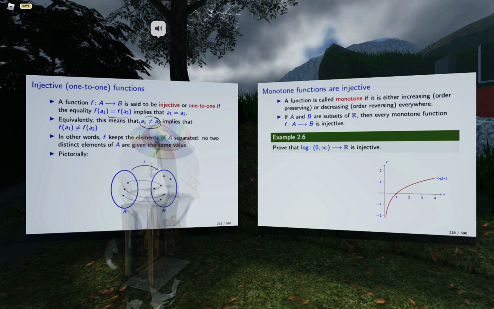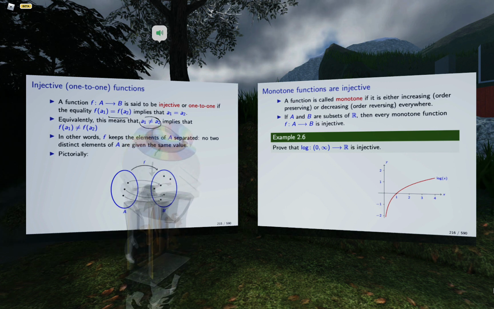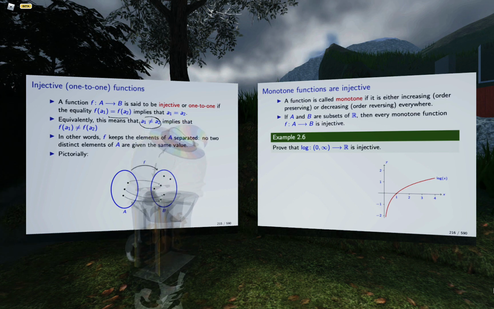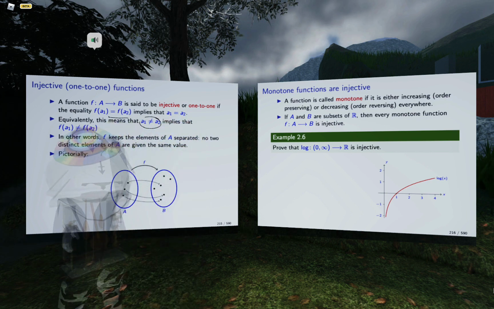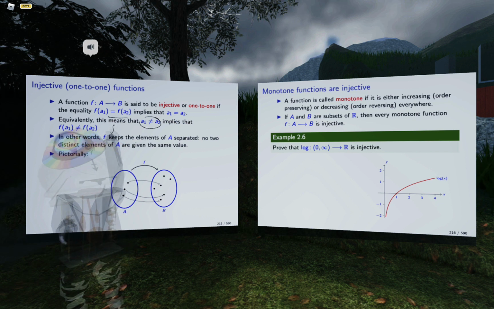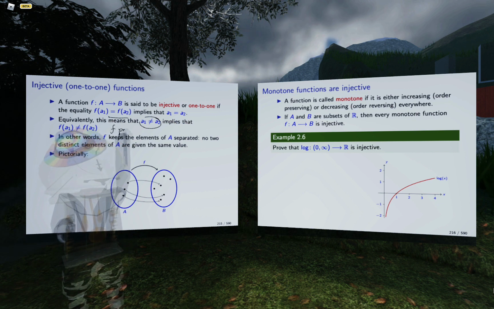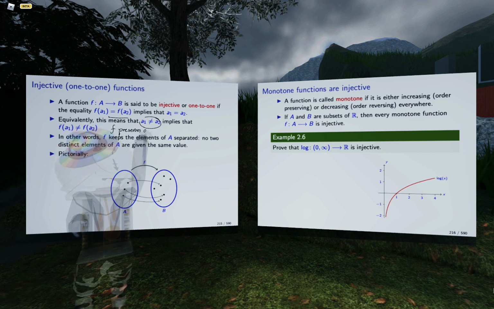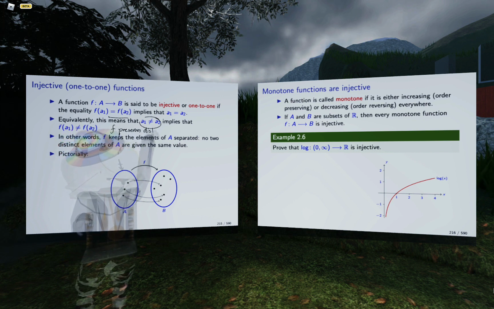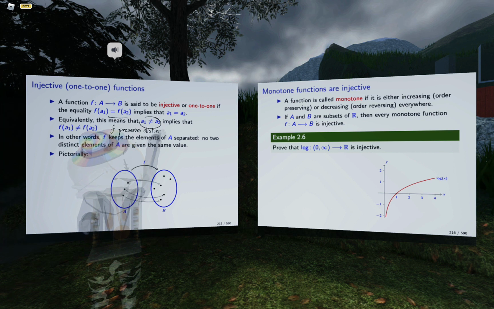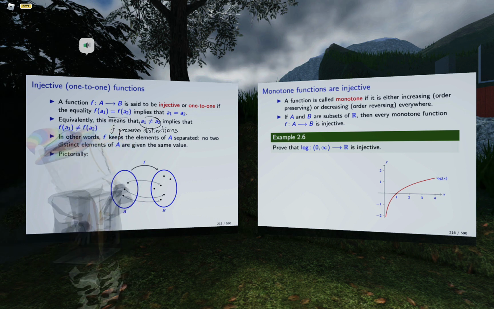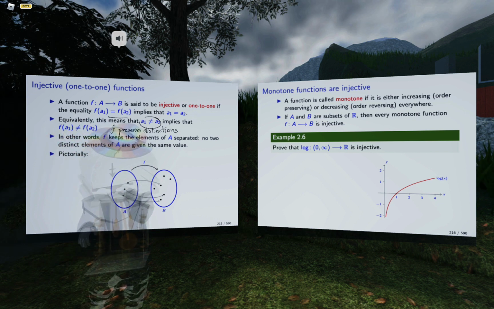So take two inputs, and they're different. A1 is not equal to A2. Then the outputs are different. So if you like, that means that F preserves distinctions. Two distinct inputs become two distinct outputs. That's called injectivity, or being one-to-one.